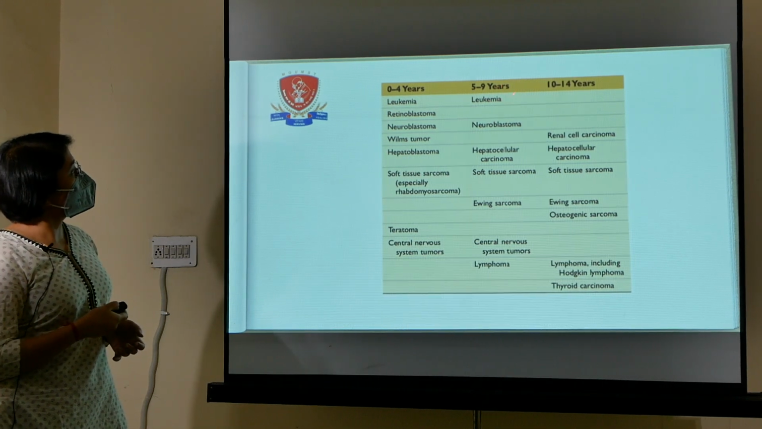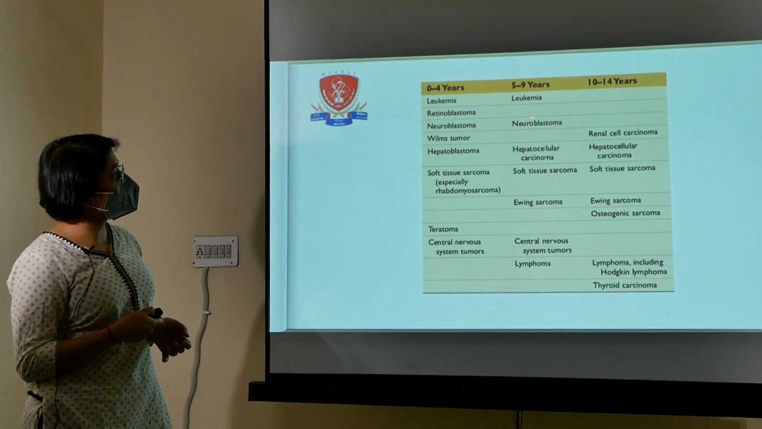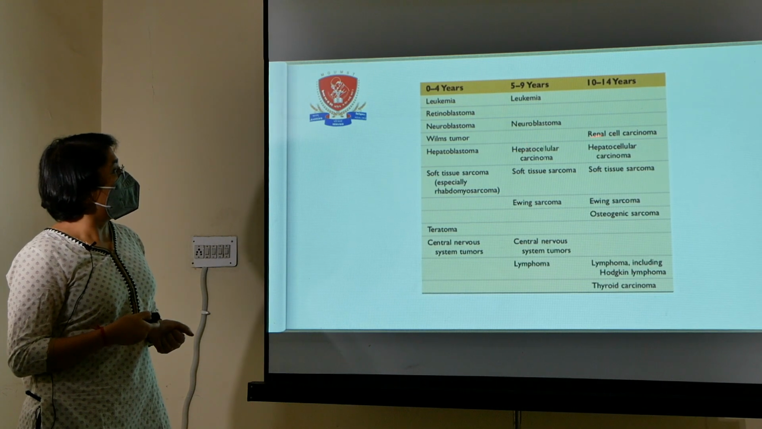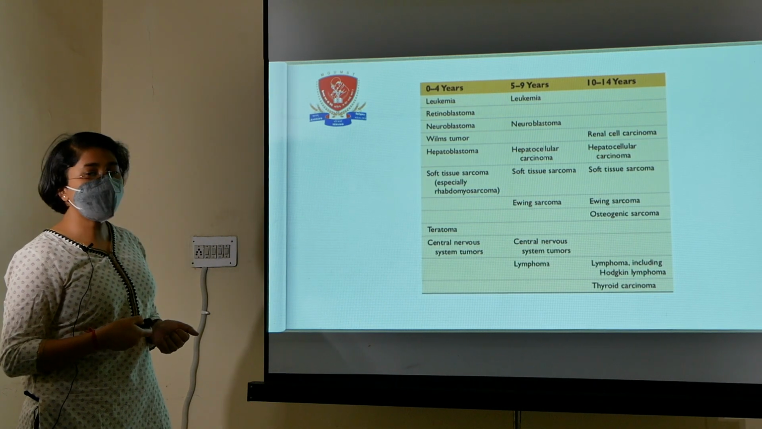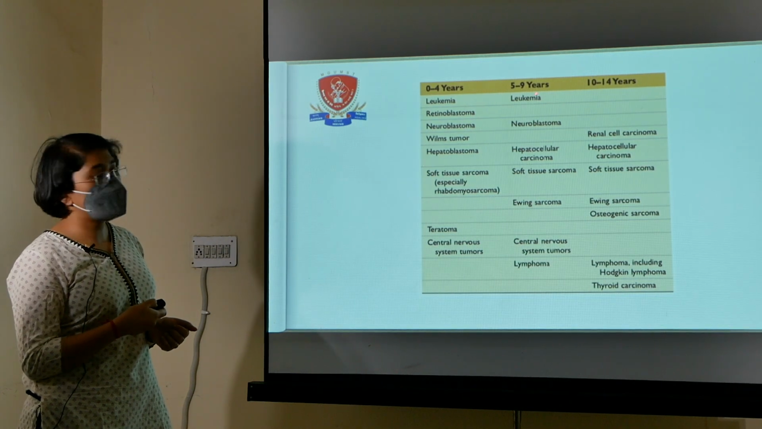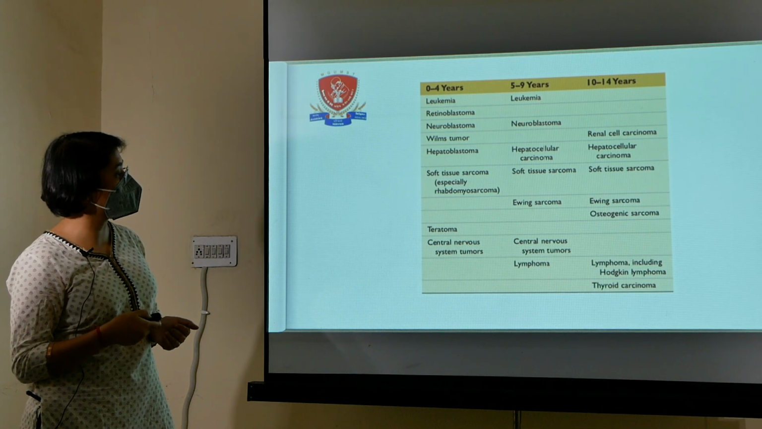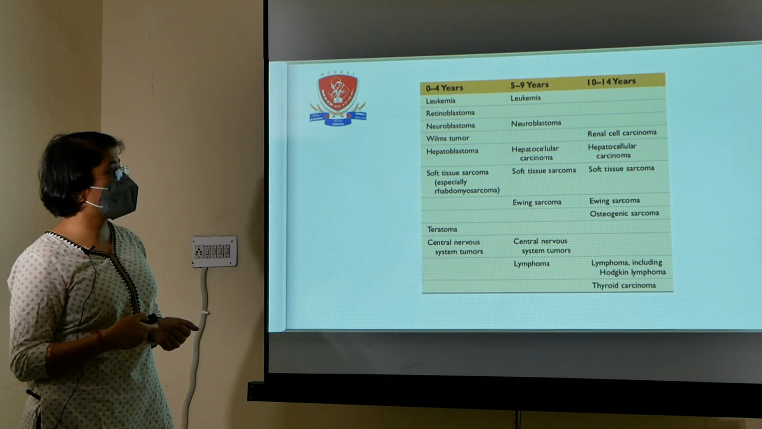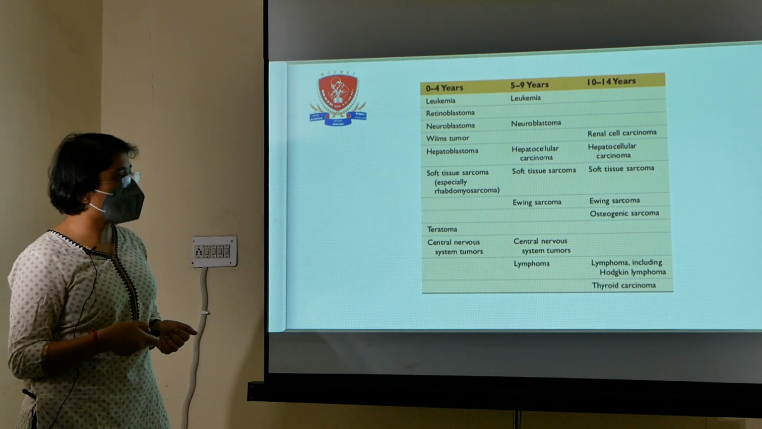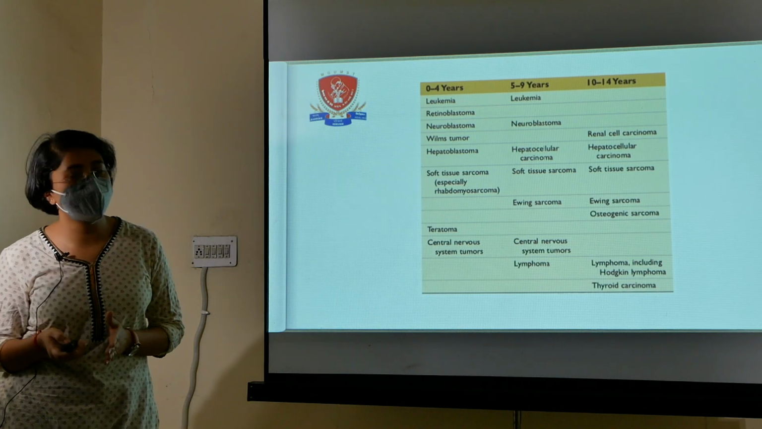Then from 5 to 9 years a bit of neuroblastoma stretches here, and the rest of it are all adult tumors, but yet leukemias are very common in this age group. And then 10 to 14 years again leukemia comes in, lymphoma comes in, this is most common. The rest of it are not so common, but yes, for the namesake you should remember them.